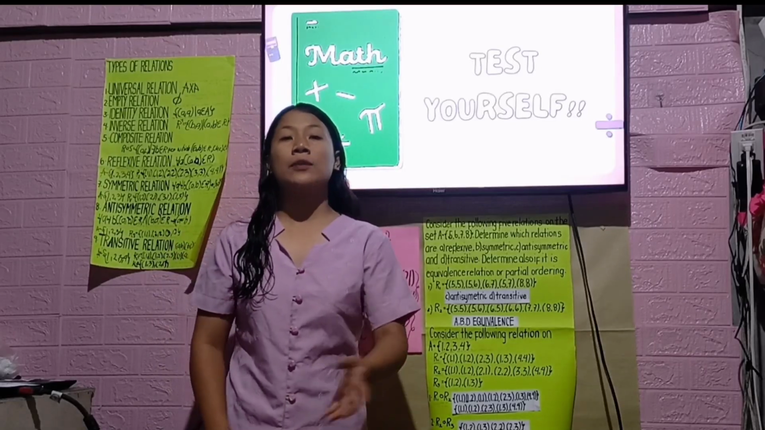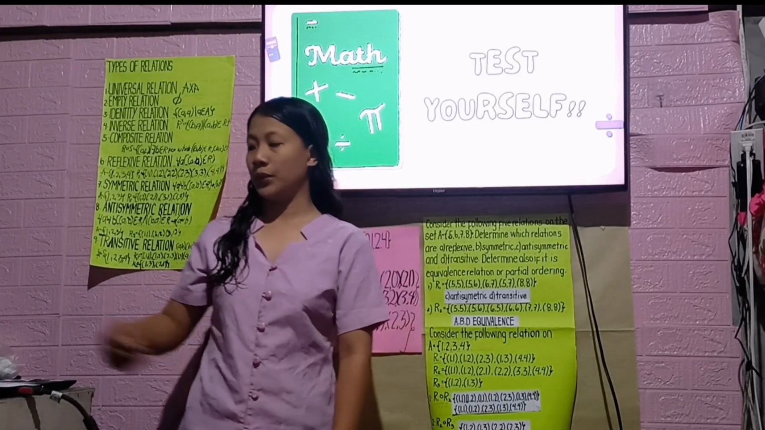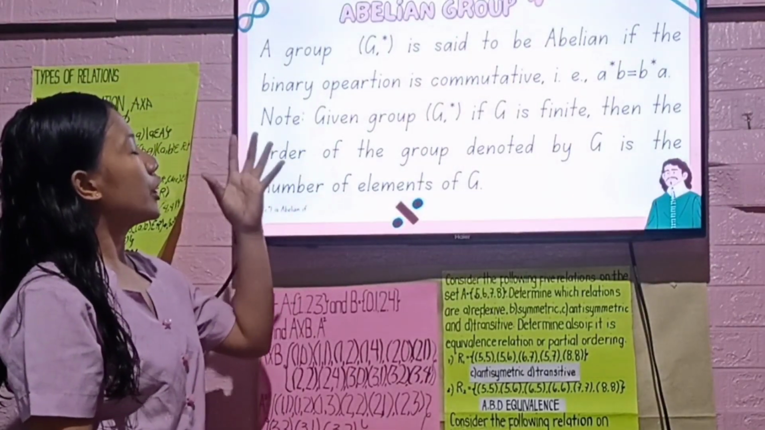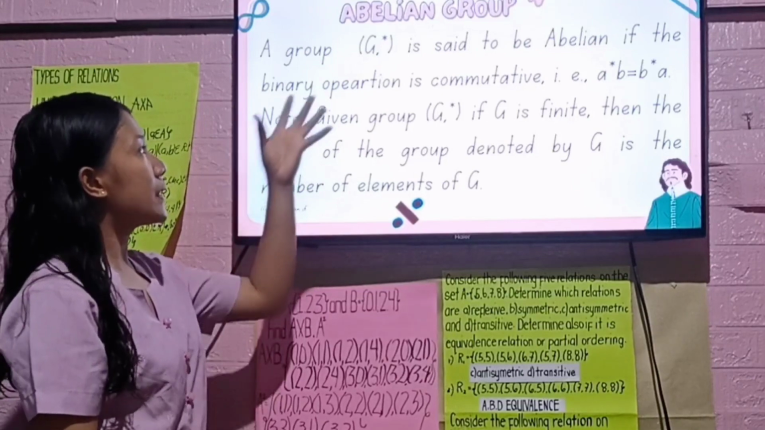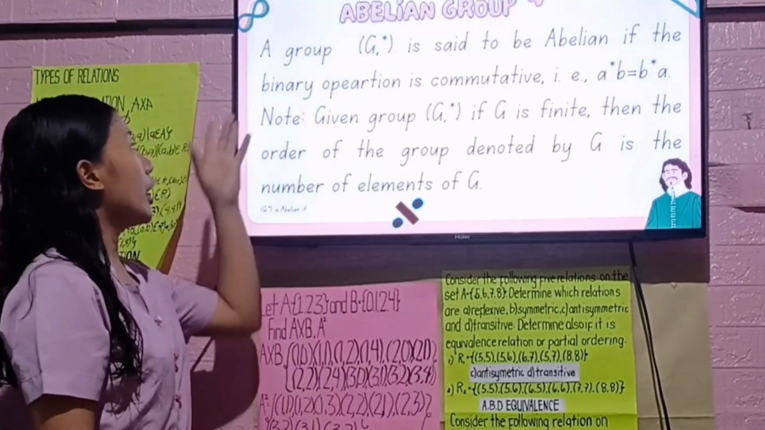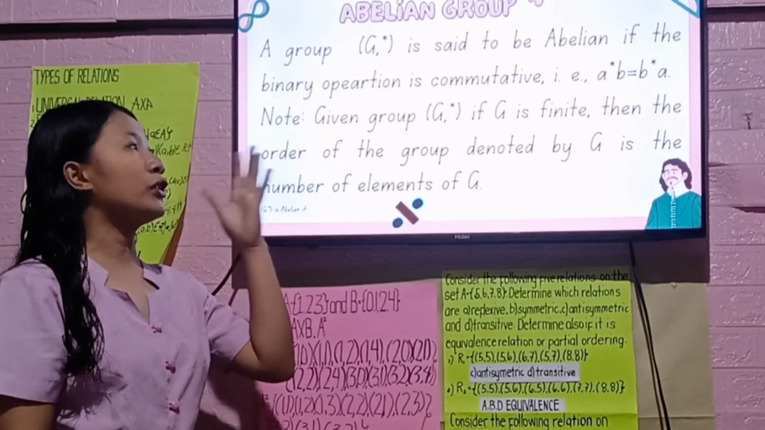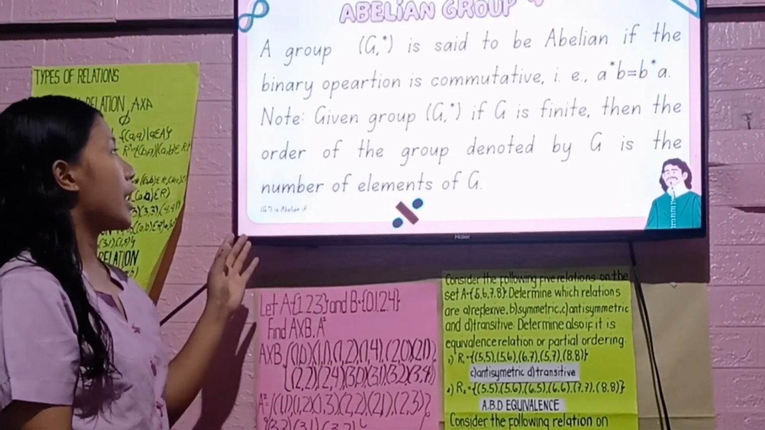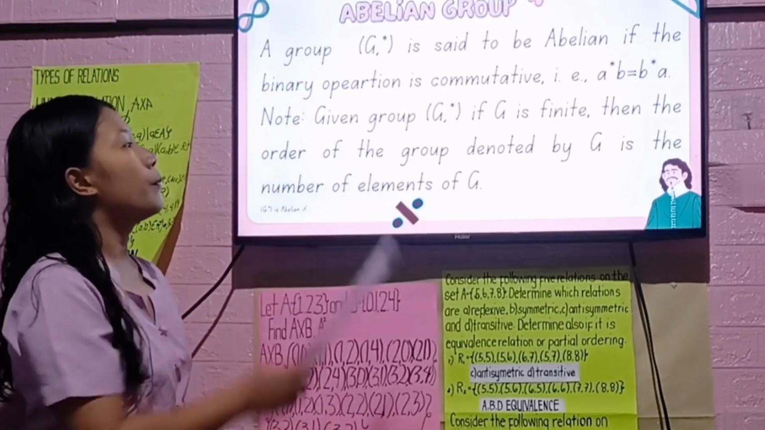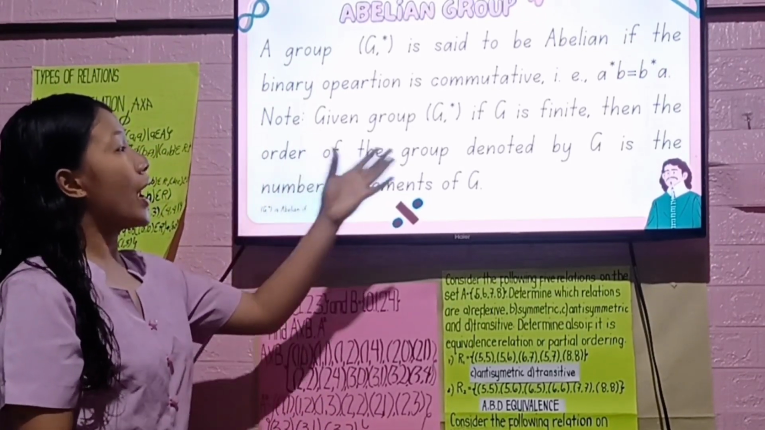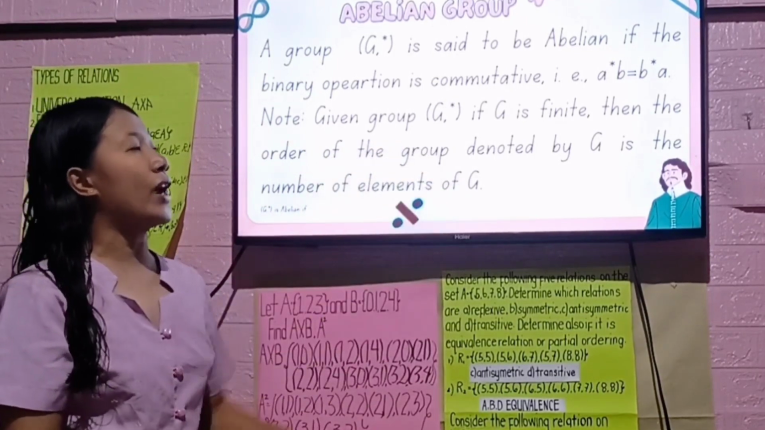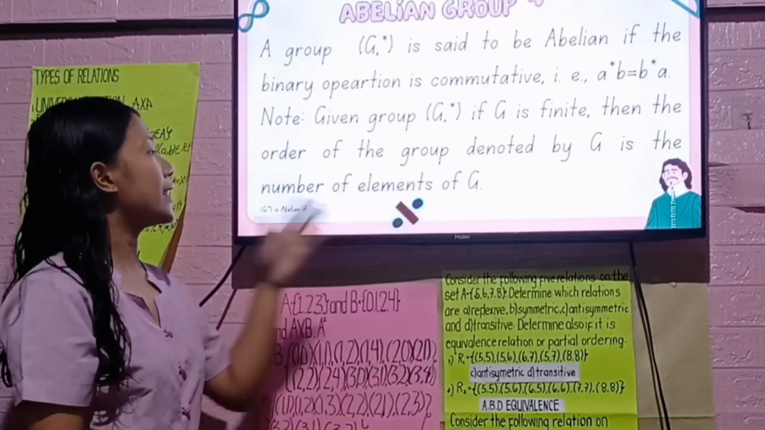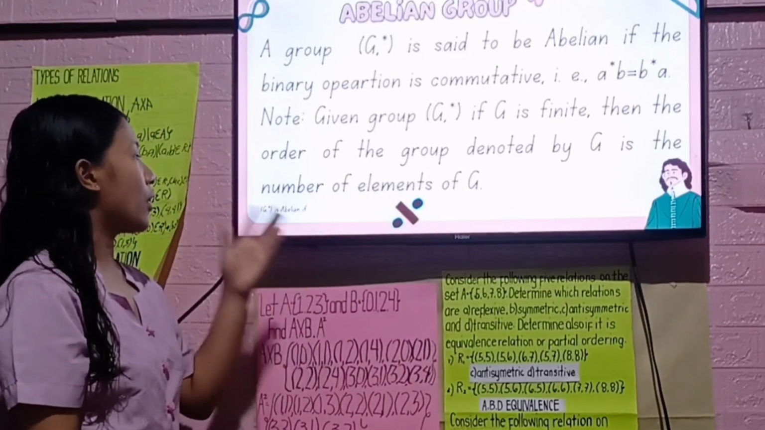Class, so now let's proceed on our abelian group. A group, a set of ordered pairs (A, *), is said to be abelian if the binary operation is commutative: A star B is equal to B star A. Note: given a group (A, *), if A is finite, then the order of the group, denoted by |G|, is the number of elements of G.